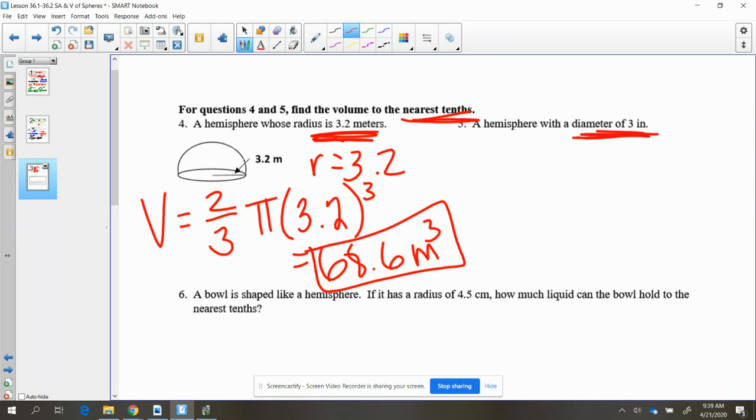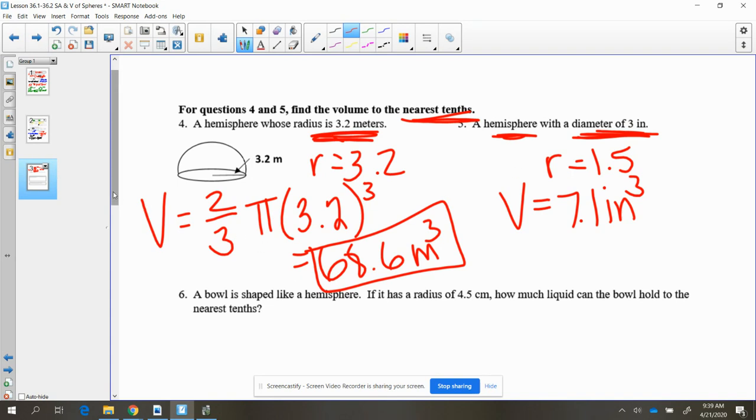Try the next one on your own. Notice you're given the diameter of the hemisphere, find the volume. Well, first off, you should have calculated that the radius was 1.5, which then when you type into 2/3 pi r cubed, you should have had about, excuse me, 7.1 inches cubed.